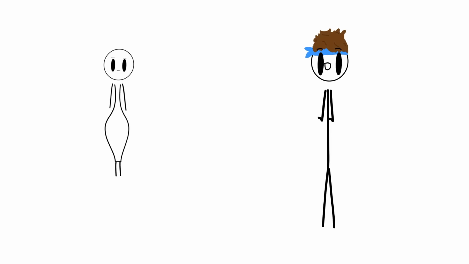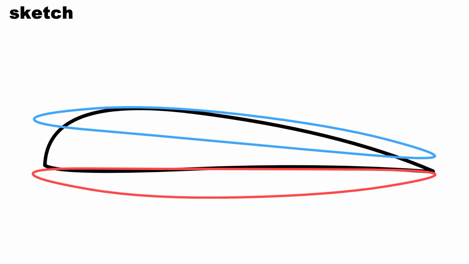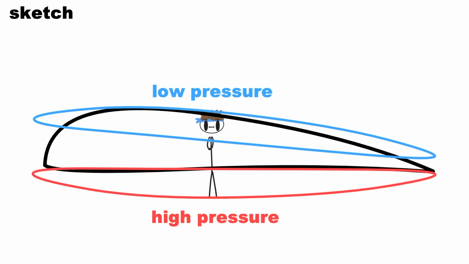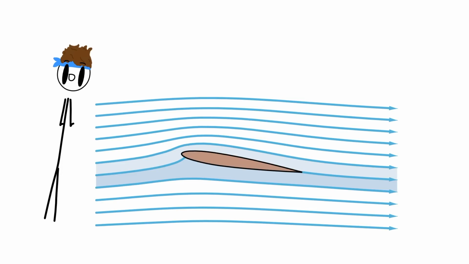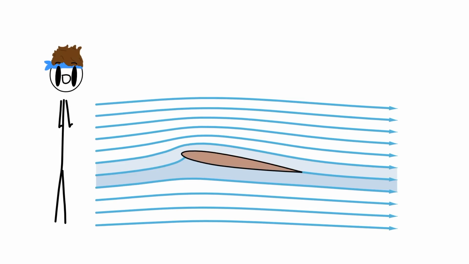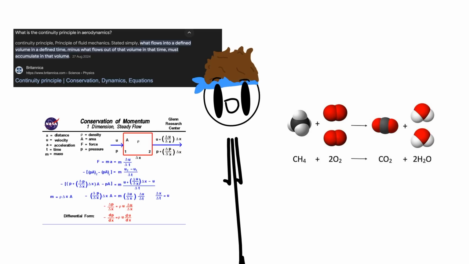A wing is curved to create a pressure difference between the top and the bottom of the wing. The wing's curvature causes the air's streamlines to be bent and accelerate across the top of the airfoil. This is because of various principles like continuity, the conservation of mass, and the conservation of momentum.